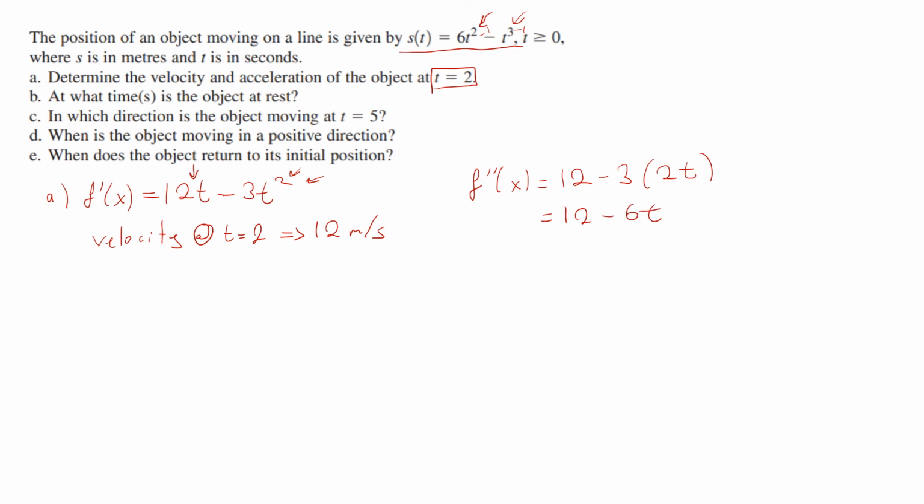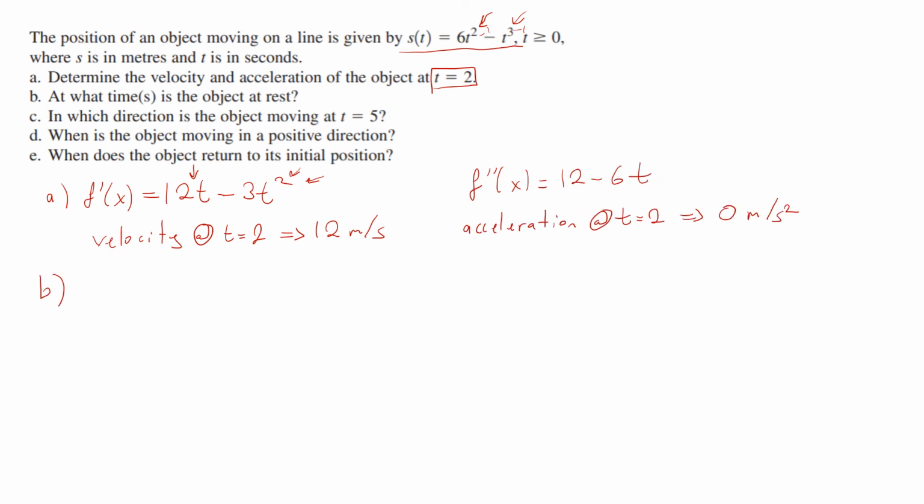Now all I need to do again is plug the value of 2 into my second derivative, which will give me 12 minus 6 times 2, and I know that will give me 0, so my acceleration is actually 0.